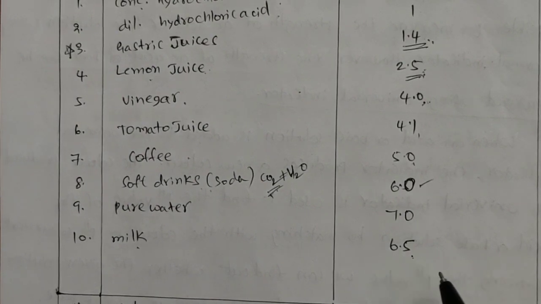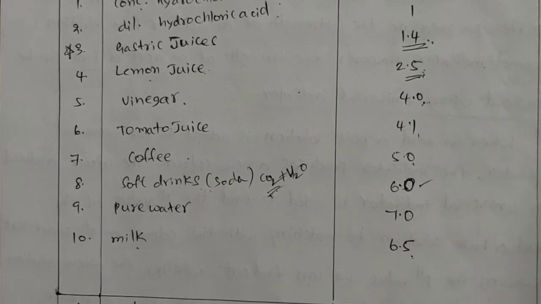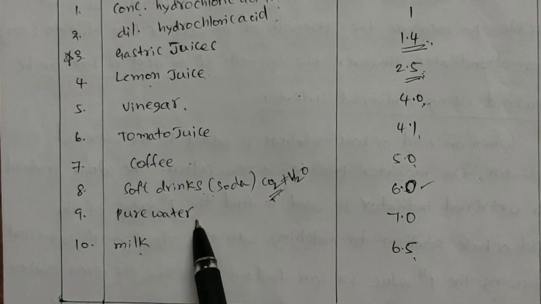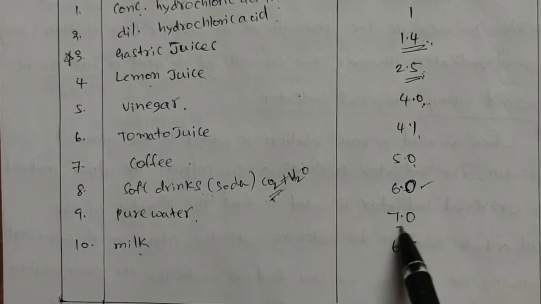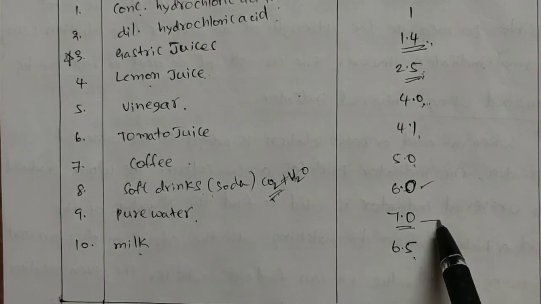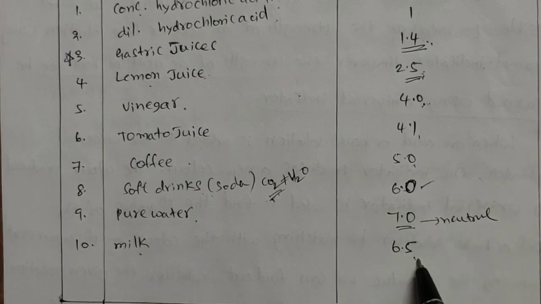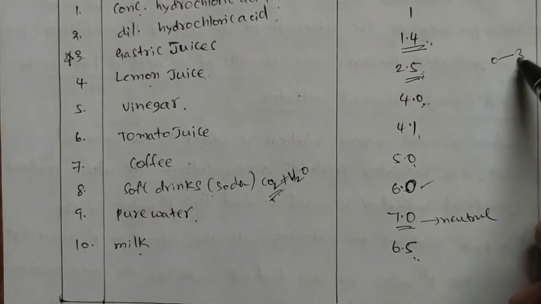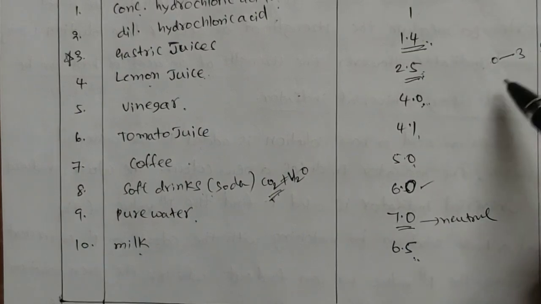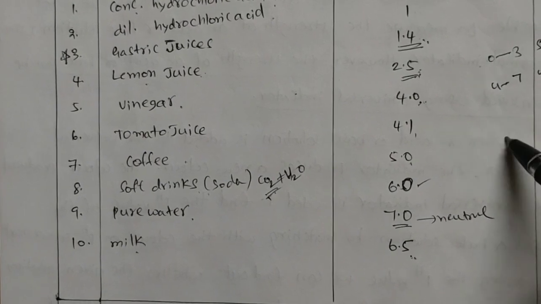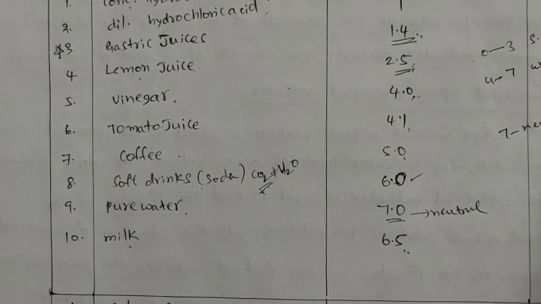pH 6.5. This is due to the presence of lactic acid in the milk, an organic weak acid. And pure water. Pure water has a pH of 7.0. It is neutral. So milk is also a weak acid, right? So pH 0 to 3, strong acid. pH 4 to 7, weak acids. pH 7, neutral, right?